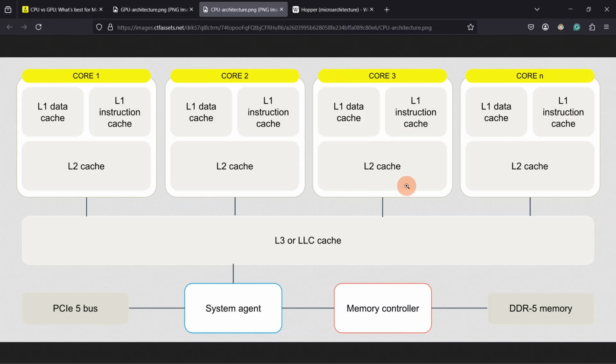There is a PCI bus, system agent, memory controller, and DDR memory. There is the L3 cache for all the cores. L2 supports individual cores. Separate L1 cache for data and instructions. If data isn't found in the cache layers, the CPU retrieves it from the main memory, prioritizing low latency access for efficiency.